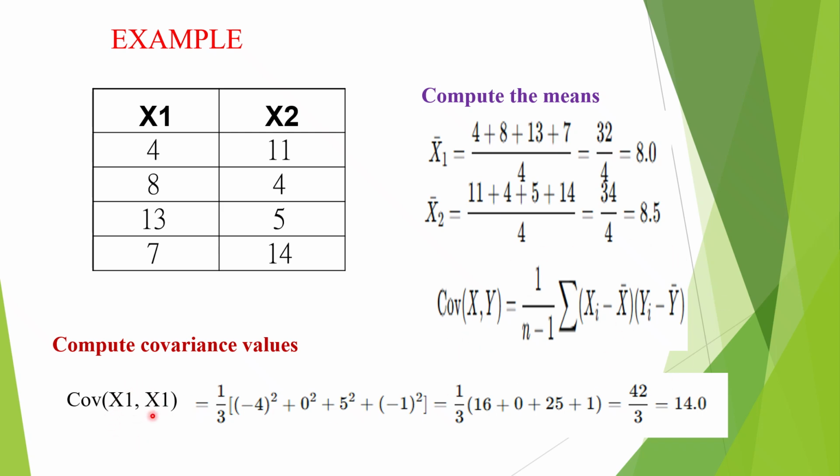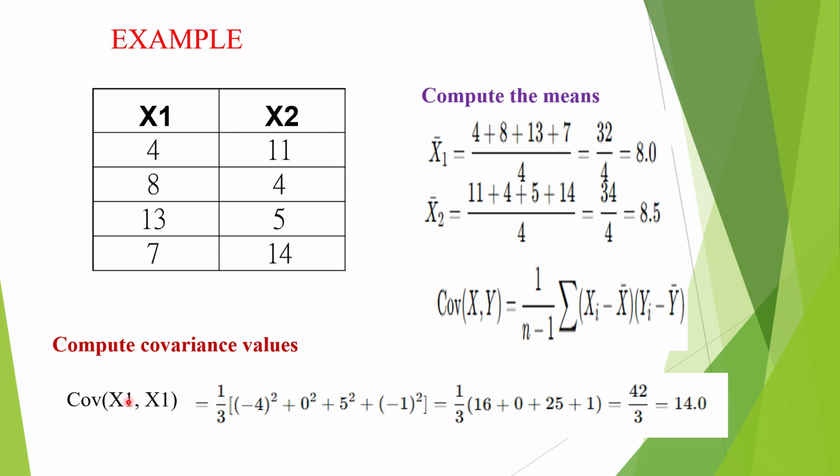So here we'll apply the formula. Because n equals 4, n minus 1 is 3. So 1 by 3 whole into x_i minus x1 bar. So 4 minus 8 is minus 4, so minus 4 whole square, plus 8 minus 8 is 0, so 0 square, plus 13 minus 8 is 5, so 5 square, plus 7 minus 8 is minus 1 square.